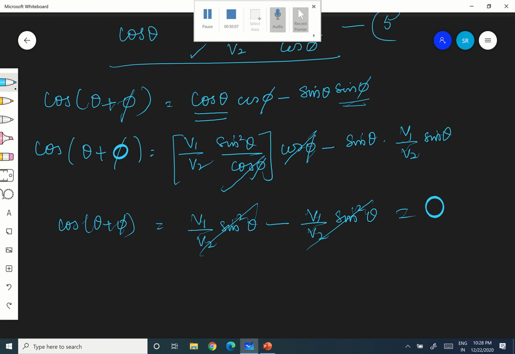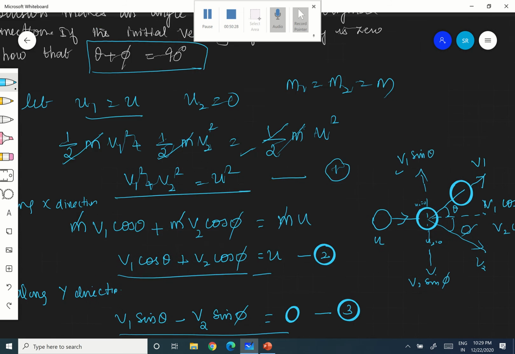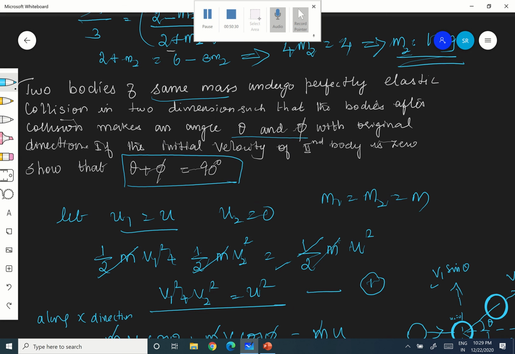Means what? Theta plus phi has to be 90 degrees, which implies that cos of theta plus phi is equal to 0. Therefore, theta plus phi has to be 90 degrees. That is what is asked. It's a very, very big derivation type. Theta plus phi is equal to 90 degrees. So this is how we have to solve.